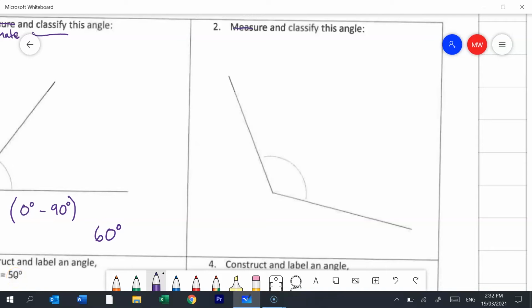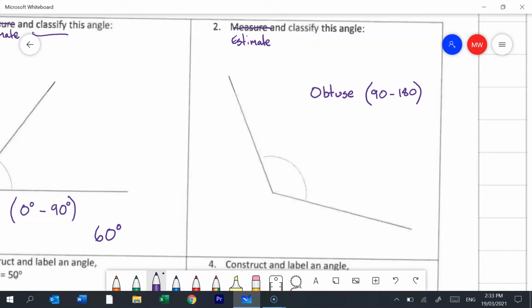Question 2, again, we can't measure, but we can estimate, and we'll classify it. So this one is an obtuse angle. And an obtuse angle is one that's greater than 90 degrees, but less than 180 degrees. So somewhere in between those two.